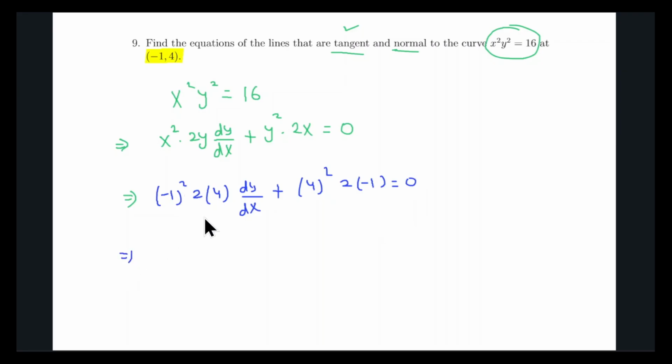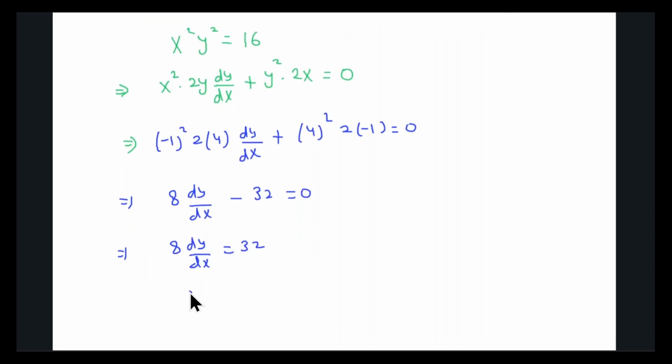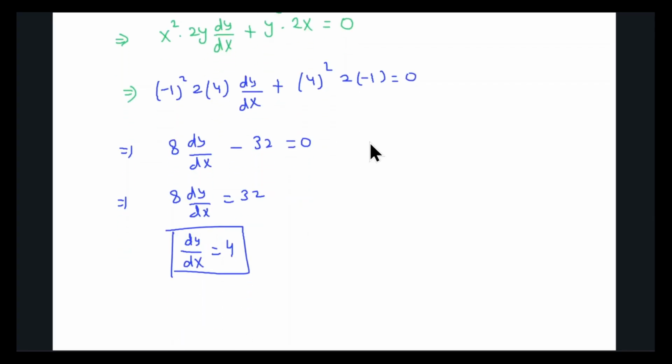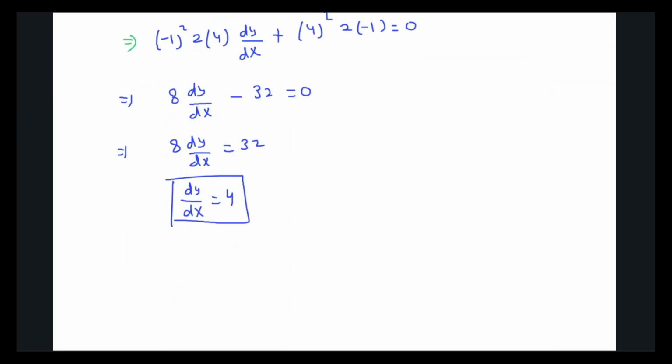Negative 1 squared is 1, 4 times 2 is 8, 8 times dy over dx, minus 4 squared is 16, 16 times 2 is 32, is equal to 0. This means that 8 dy over dx is 32, and fortunately 8 times 4 is 32. So the slope of the tangent is 4, which means that I have the equation as well, because the point is negative 1 comma 4.